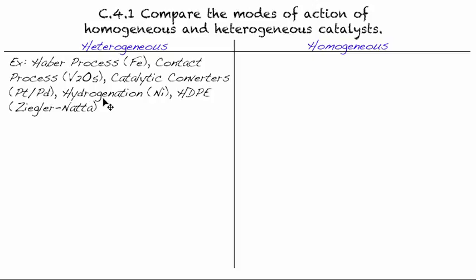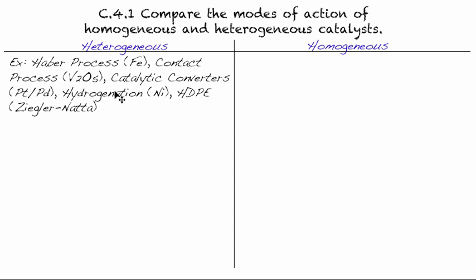And hydrogenation, which is something in the organic unit, which if you haven't gotten there yet, you'll learn later. And HDPE, which is high density polyethylene. That's part of the options as well, and that uses a Ziegler-Natta catalyst. That's one that you'll learn in more detail, but it's good to start drawing some connections.